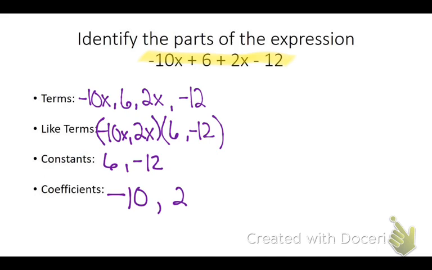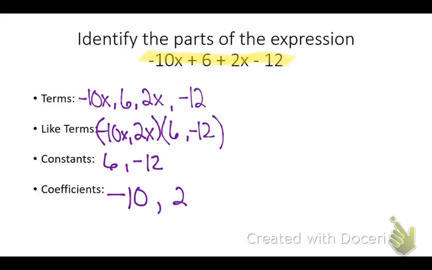Any questions about the parts of an expression? This is 16 points on your test tomorrow. This is 4 questions. Now if you miss a sign, it's going to be half credit. If you miss 2 signs, it's wrong. All right, so that's the parts of the expression.